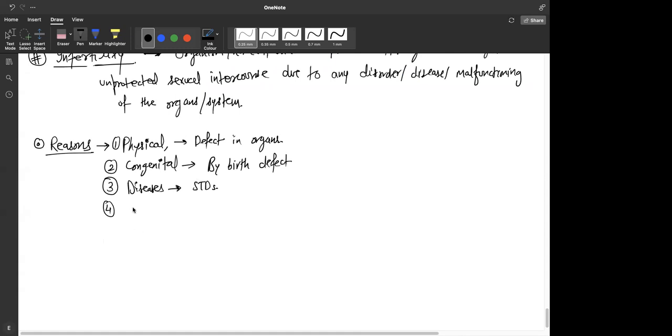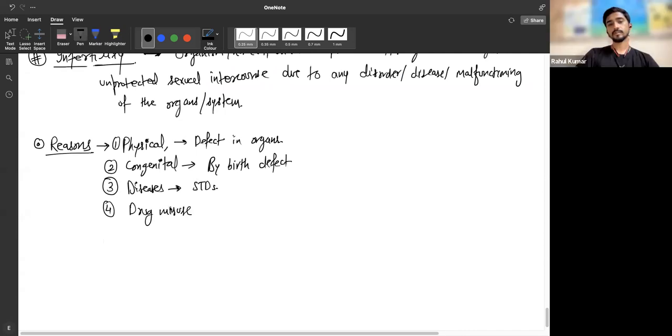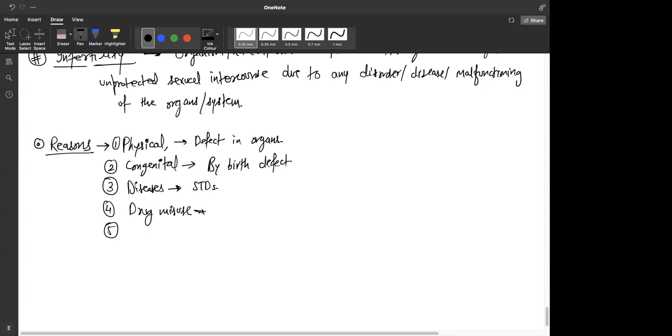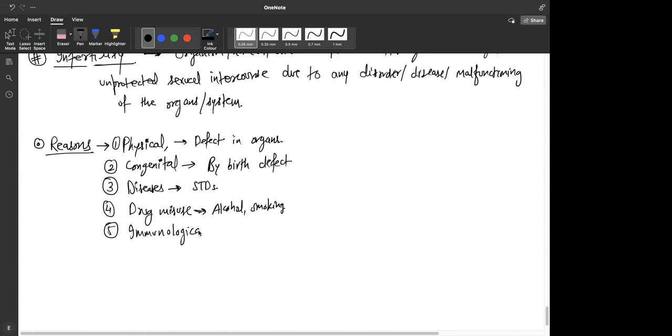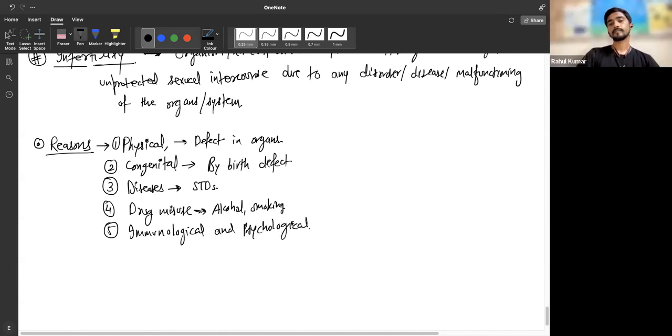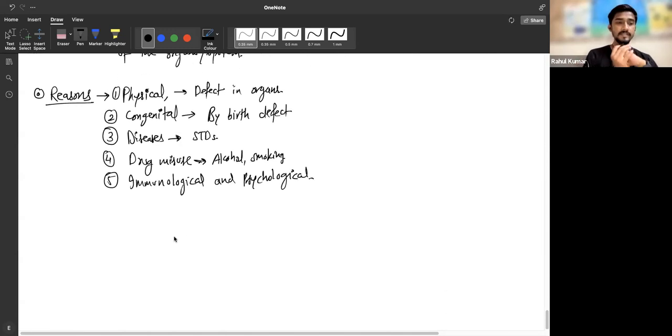Or misuse of drug. Drug misuse can cause infertility. And what else can cause infertility? A lot of alcohol, smoking, all these things affect the sperm count. And it could be immunological and psychological. Psychological. If the person is going through some psychological disorders or diseases, then also the person will not be able to reproduce properly. So these are all the reasons which can cause infertility.